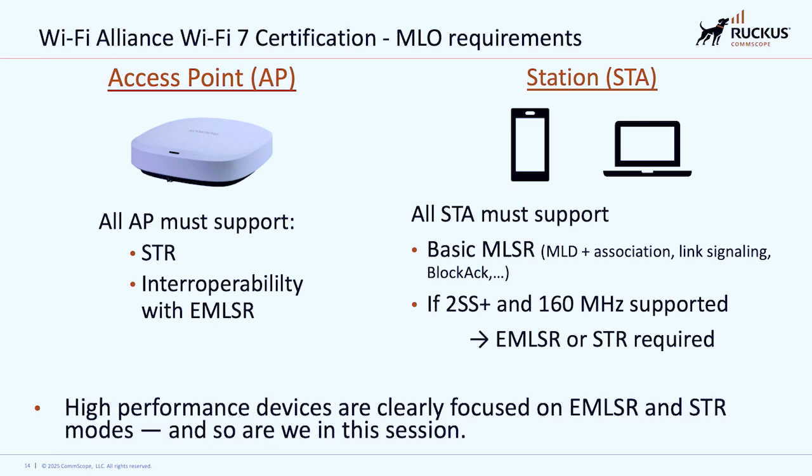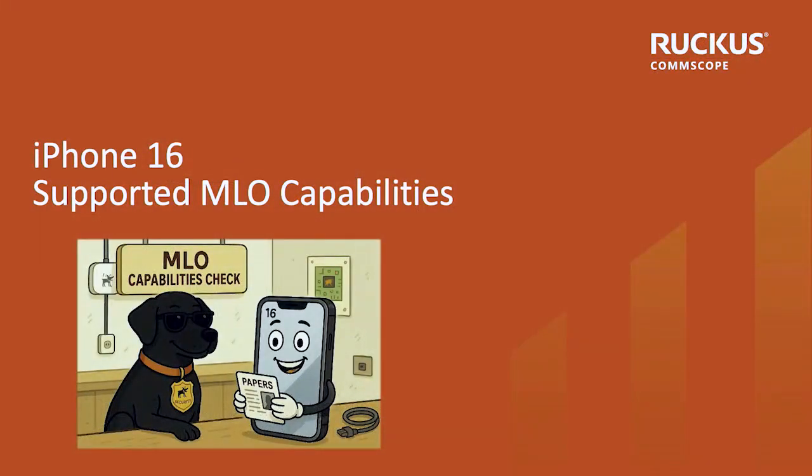So clearly, for high-performance devices, we can see there is a focus on eMLSR and STR. So once we have 2 spatial streams and 160 MHz, and that's what we're going to focus on in the coming slides.